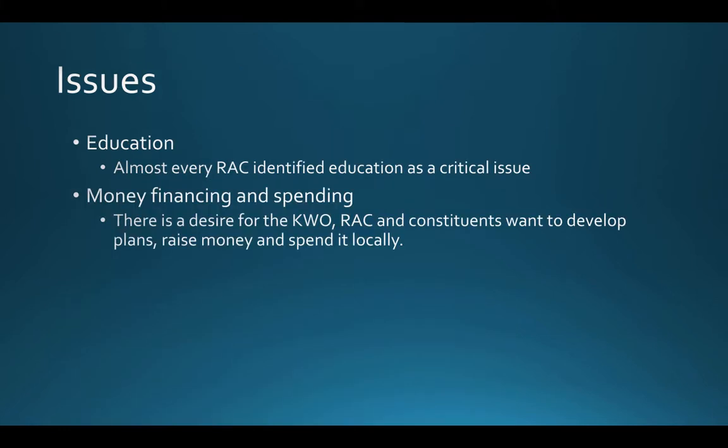What each of these regional advisory committees was tasked with doing was coming up with what their focus areas should be and what the issues would be in their area. The Kansas Water Office then asked them to get back with them and tell them what the biggest issues were. What they identified was that education was listed in almost every regional advisory committee as a critical issue, education on water issues, water regulations, and water resources. Also, money, finance, and spending were a big issue for most of the regions as well. The regional advisory committees and the constituents wanted to develop plans, raise money, and spend that money locally. Therefore, they wouldn't have to worry about a lot of the other bureaucracy that takes place.